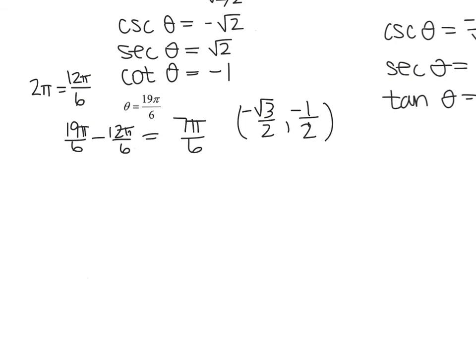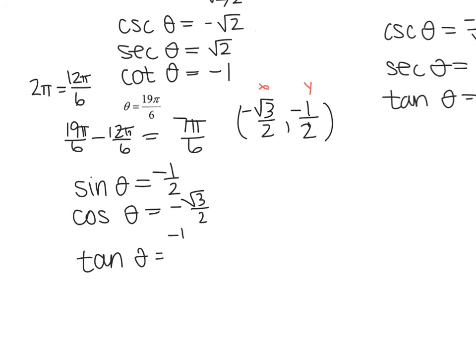And then it becomes just like our previous two. Identify x and y, and then we start writing our trig ratios. Sine of theta is going to be negative 1/2. Cosine of theta is negative square root 3 over 2.